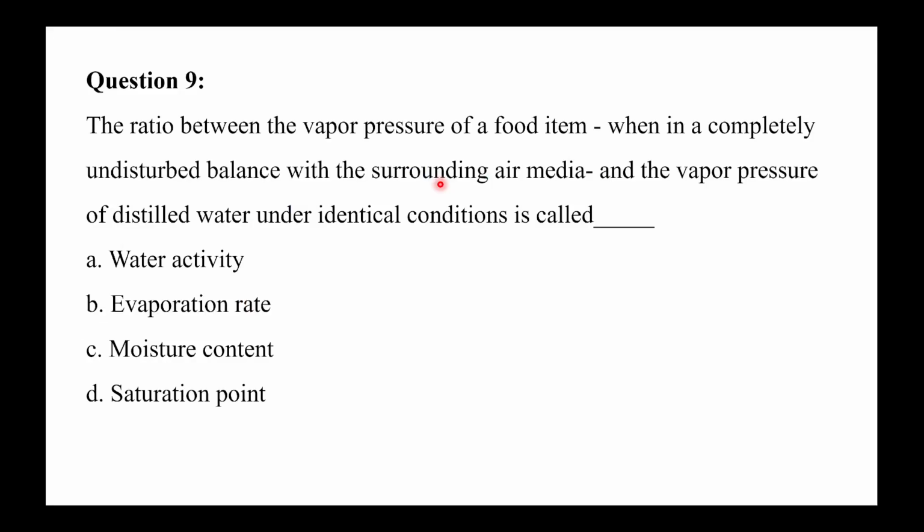Okay, then I'll start with question number 9. The ratio between the vapor pressure of a food item when in a completely undisturbed balance with the surrounding air media and the vapor pressure of the distilled water under identical condition is called what? Option A, water activity. Option B, evaporation rate. Option C, moisture content. And option D, saturation point.